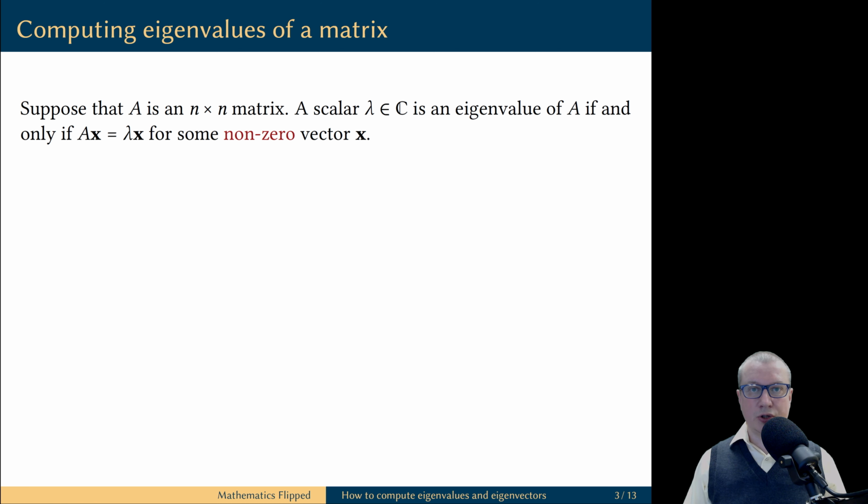Suppose that A is a square matrix of size n, then a scalar lambda is an eigenvalue of the matrix A if and only if it is possible to find a non-zero vector x such that the matrix vector product Ax is equal to the scalar multiple of the vector x by the given scalar lambda. This is simply the definition of an eigenvalue of a matrix.